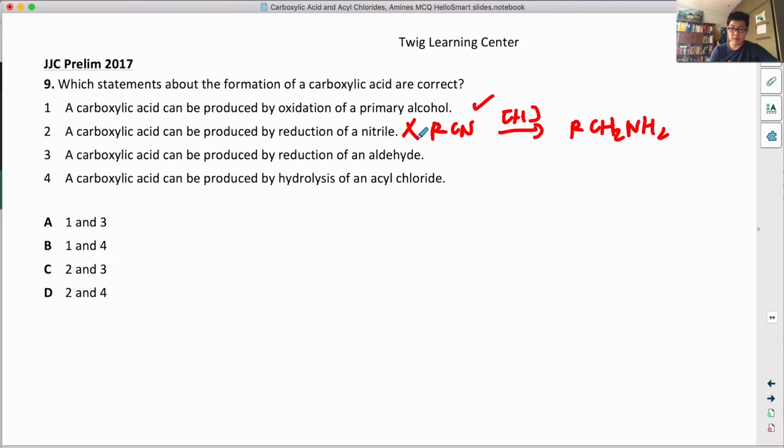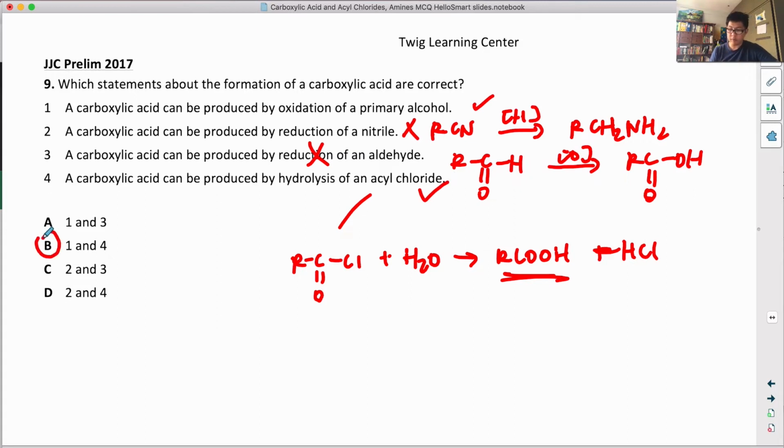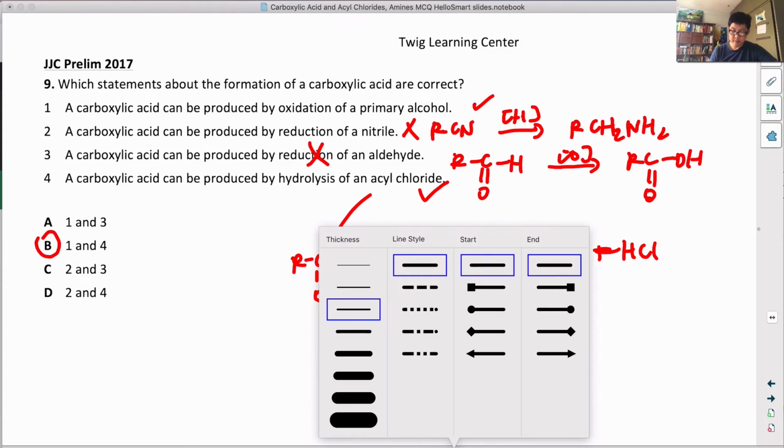A carboxylic acid can be produced by reduction of aldehyde. No, actually an aldehyde is not reduced. An aldehyde is oxidized and then it becomes a carboxylic acid. So this one is definitely wrong. A carboxylic acid can be produced by hydrolysis of acyl chloride. This is right because I've just been doing this one. Acyl chloride undergoing hydrolysis means just in water, it will produce RCOOH plus HCl. So you get a carboxylic acid over here. So this is correct. So the answer has to be 1 and 4. Okay, let's look at the next question.